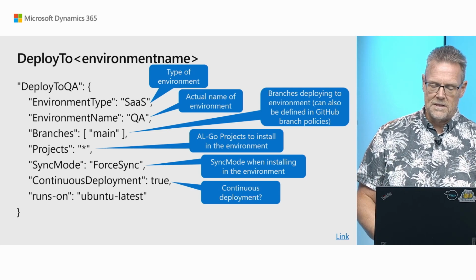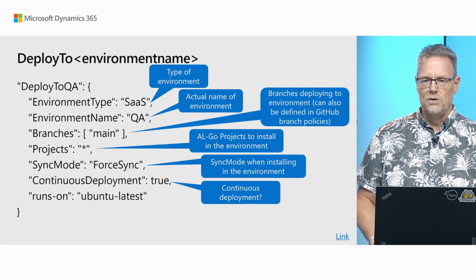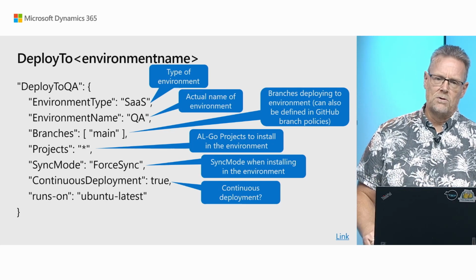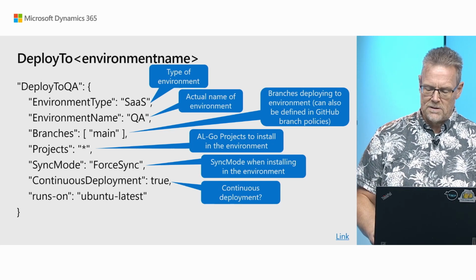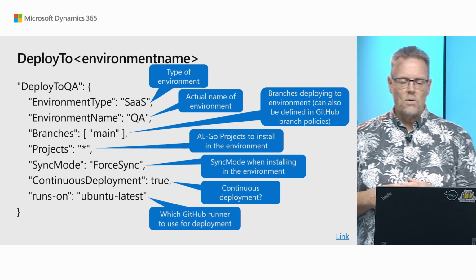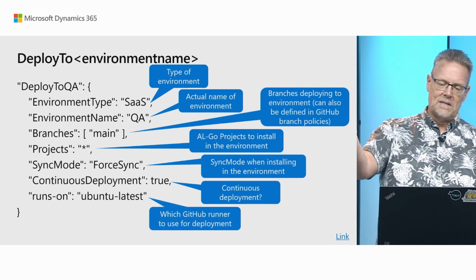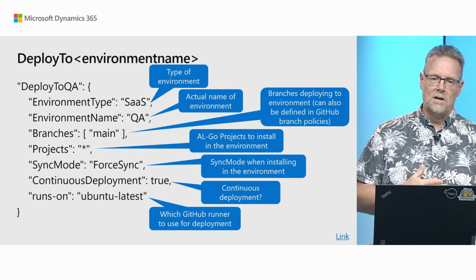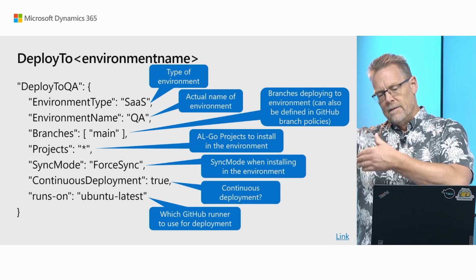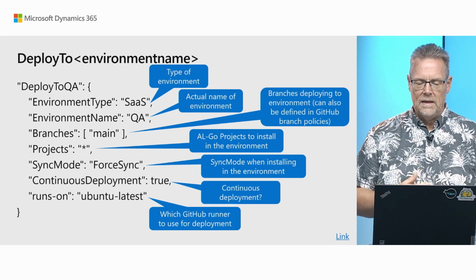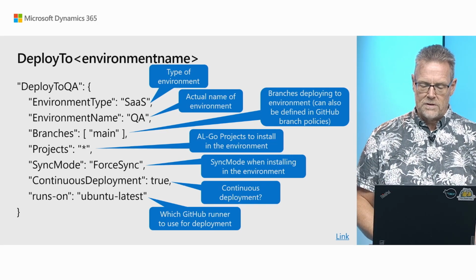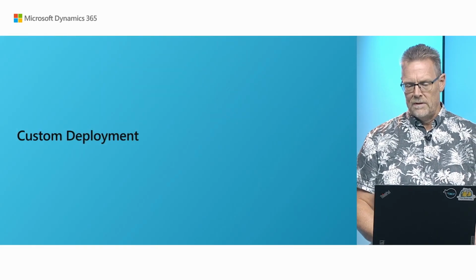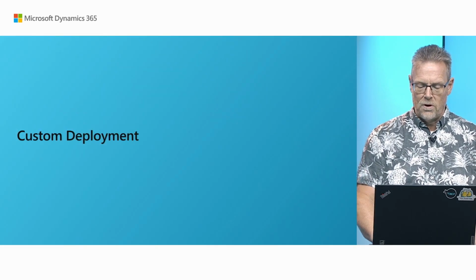Runs on is what GitHub runner you want to use for deploying to this environment. Default is probably Windows latest, but you can set it to Ubuntu latest or other things. Why is this? So why do we have an environment type when we only deploy to SaaS? Why do we have a runs on when it just installs the app on an online service? Well, the reason for that is really another newcomer in this version, which is custom deployment.